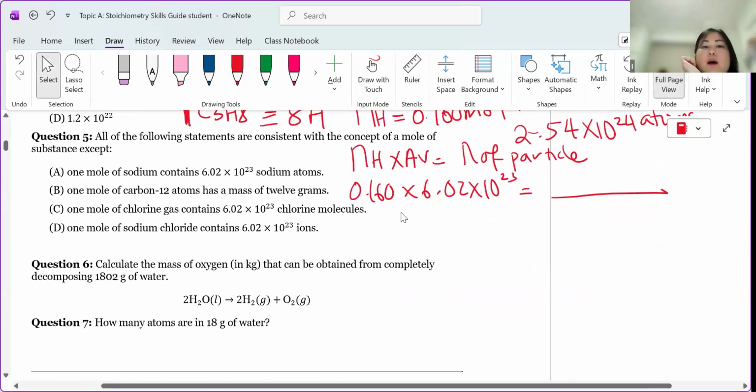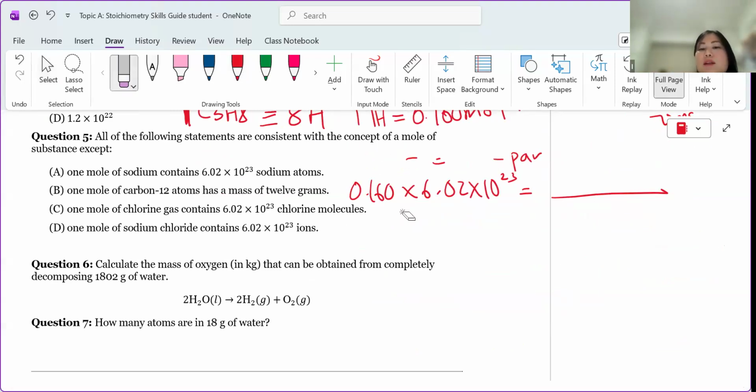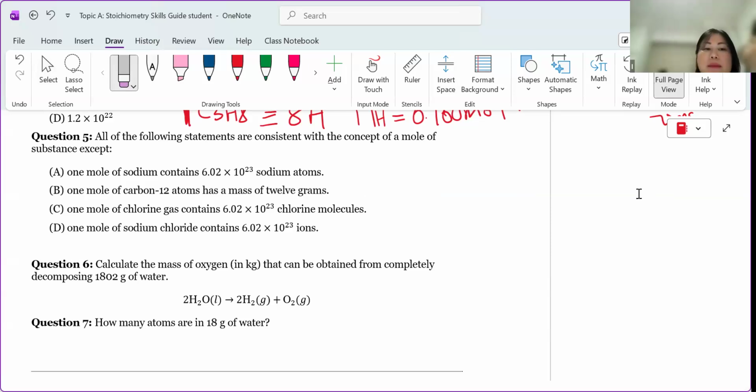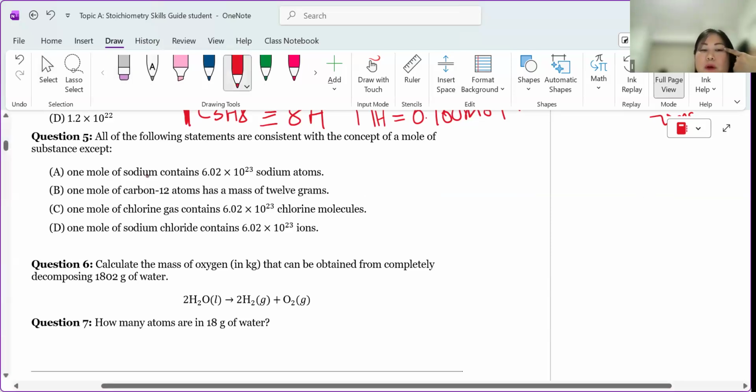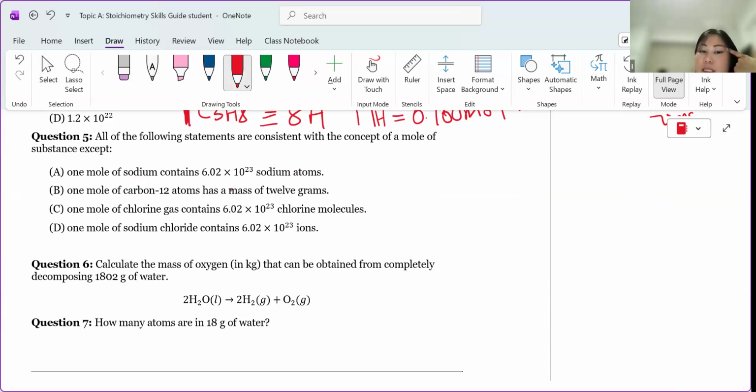Okay, question 5. All of the following statements are consistent with the concept of a mole except. Okay, so this type of question is a bit troublesome. You have to look at them one at a time. 1 mole of sodium contains this amount of atoms, which is correct because 1 mole of something always contains this number of particles. In this case, the particles are atoms, so this statement is correct.